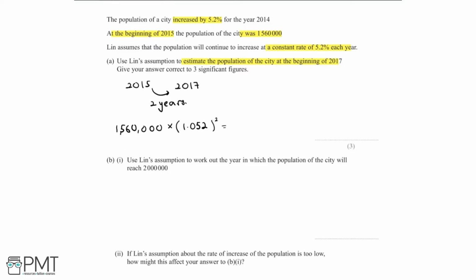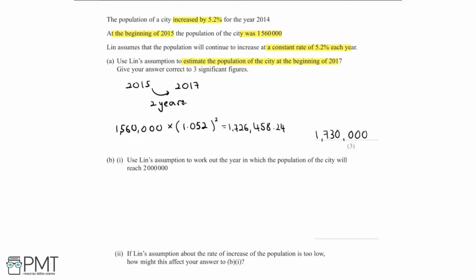And putting this into our calculator, we get an answer of 1,726,458.24. Now we're told to give our answer correct to 3 significant figures, and so rounding our answer, we can say that the population of the city at the beginning of 2017 is 1,730,000.